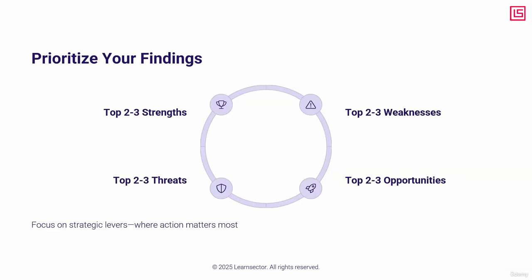Don't be afraid to prioritize. Not all items on your list carry the same weight. Highlight the top 2 or 3 in each category. These are your strategic levers, the areas where action will matter most. Without this, SWOT can quickly become overwhelming or too general to be useful.